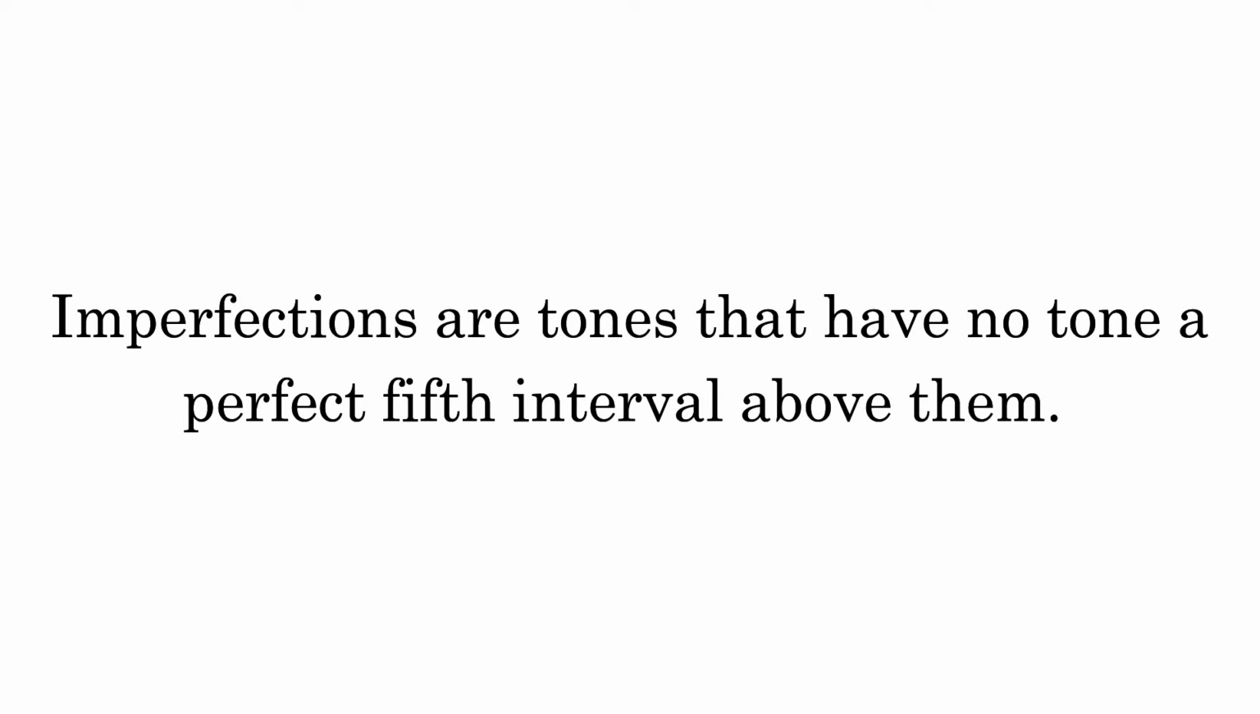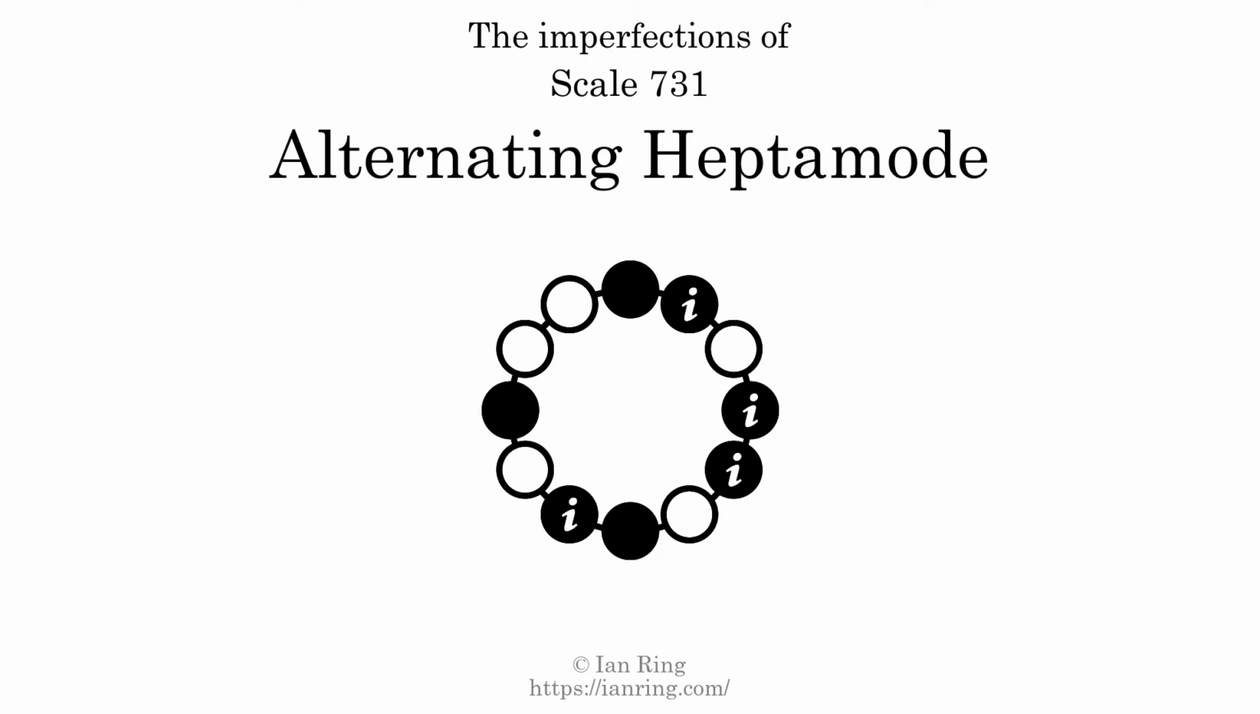Imperfections are tones that have no tone a perfect 5th interval above them. This scale has 4 imperfections. They are at positions here, here, here, and here.